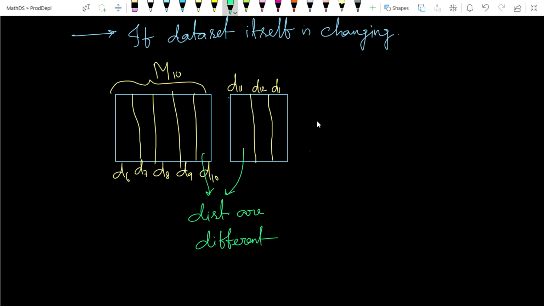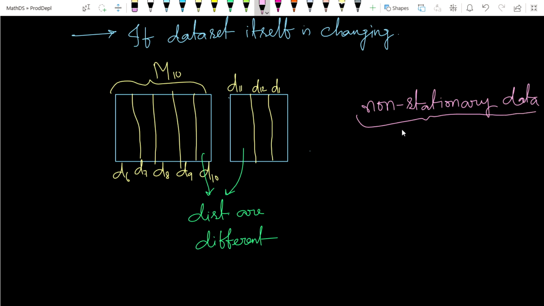These kinds of situations are called non-stationary data. I am talking about stock market data. This type of data is called non-stationary data, like stock market data.